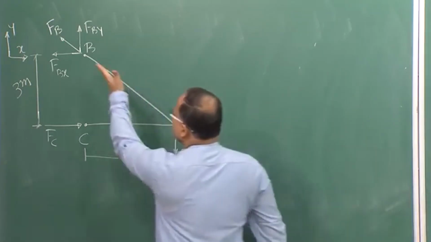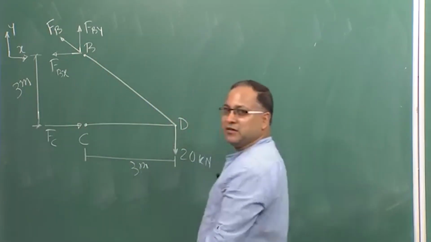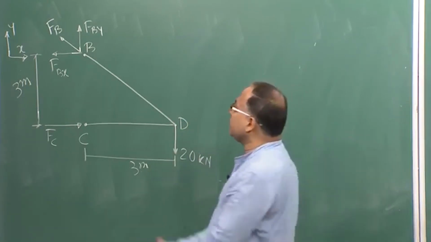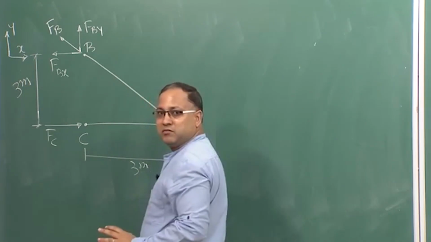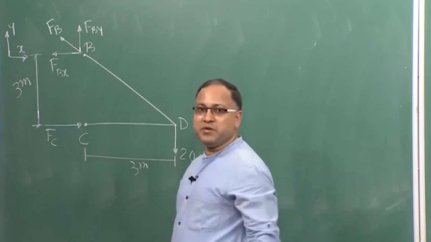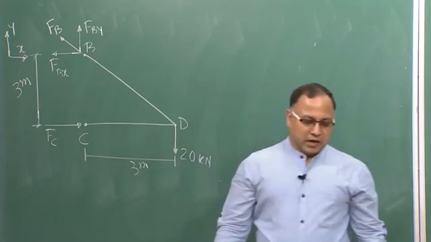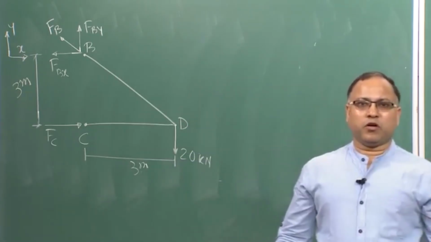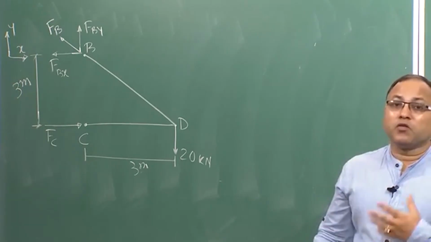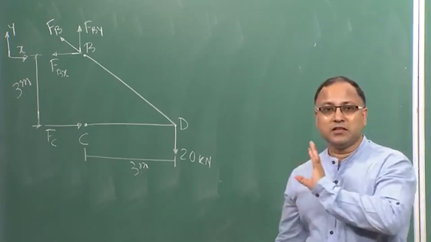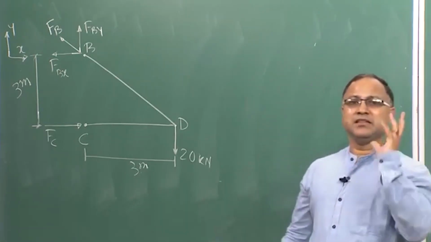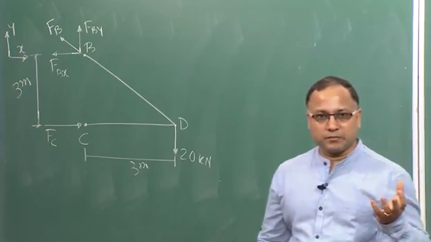Therefore, this FB is inclined with the horizontal and we can resolve this FB force into two components, Fbx and Fby. It is not required, but for our convenience we are taking these components, and later on we can take the resultant to find FB. So, FB is the resultant of Fbx and Fby.